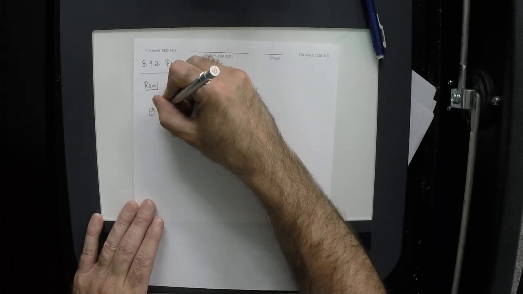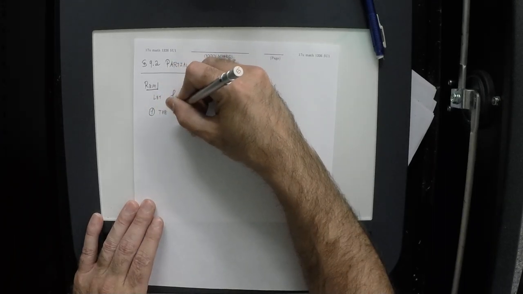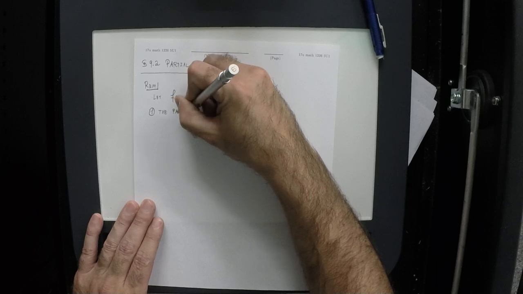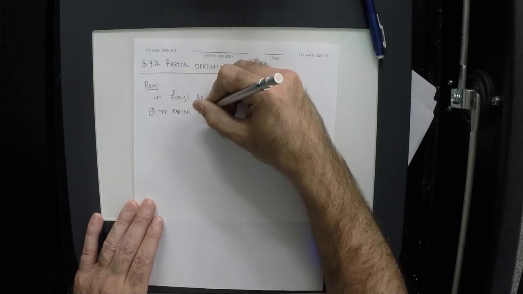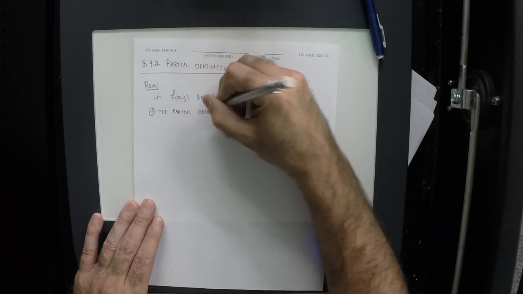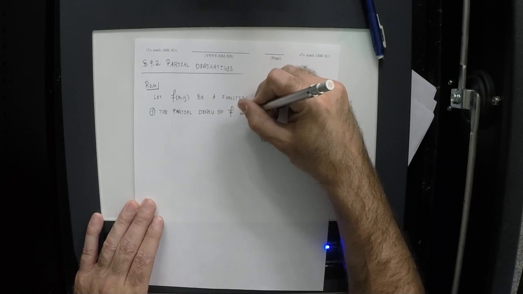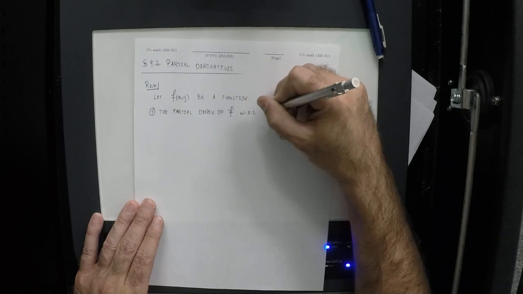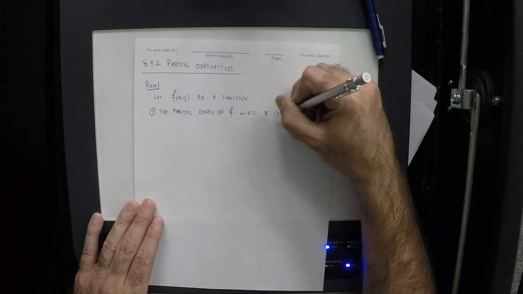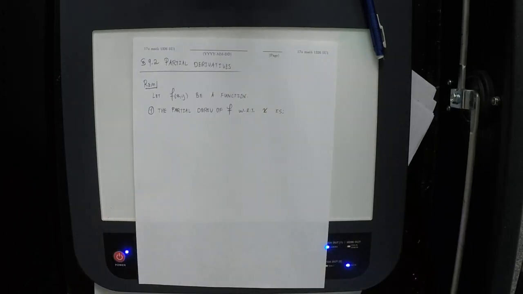In the first place, the partial derivative of f with respect to x is, now before I define what it is, I'd like to point out that f is a function of two variables.